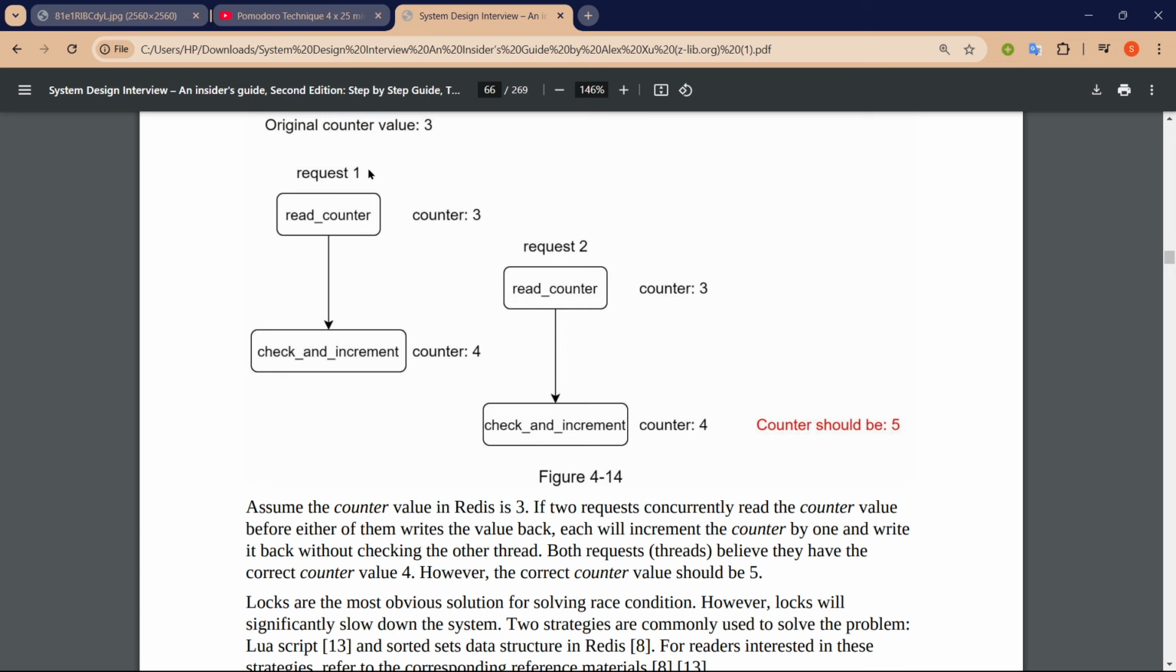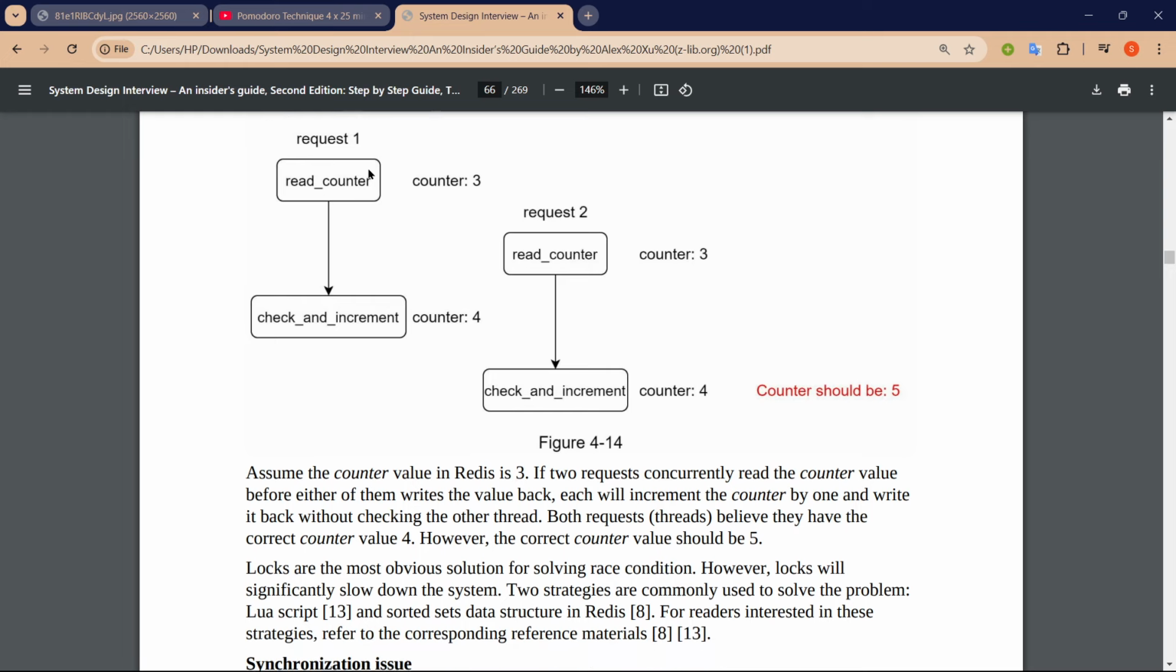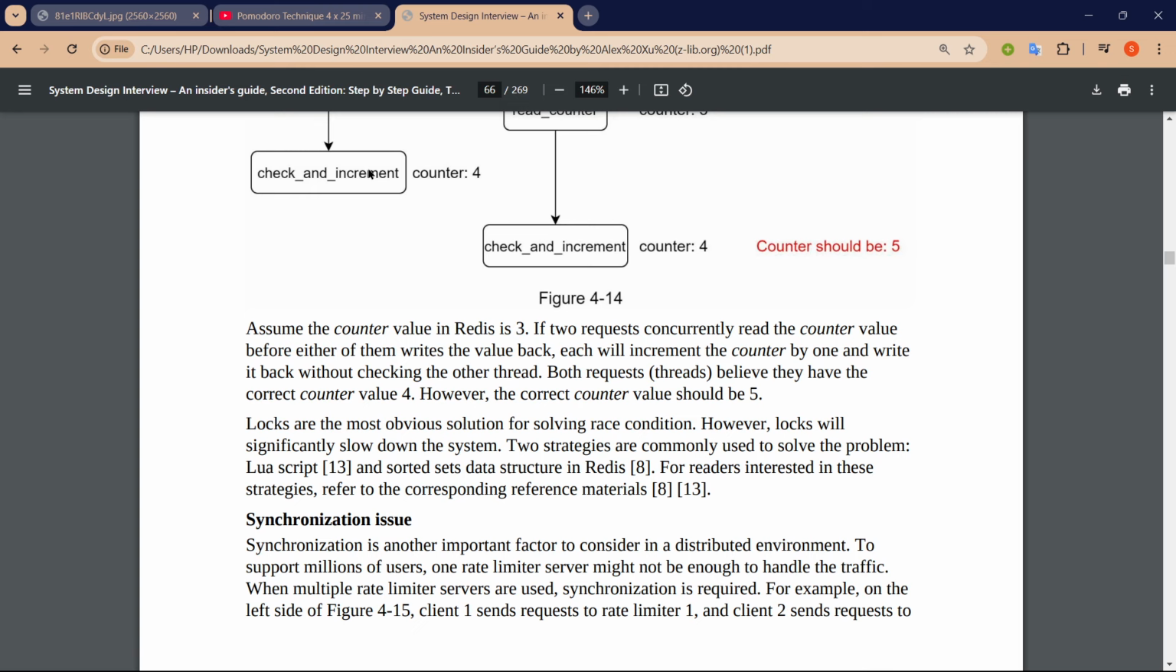Assume the counter value in Redis is 3. If two requests concurrently read the counter before either one of them writes the value back, each will increment the counter by 1 and both requests believe they have the correct counter value.